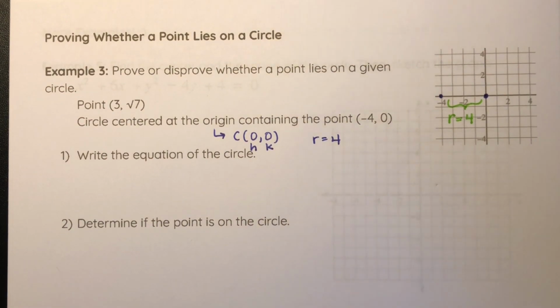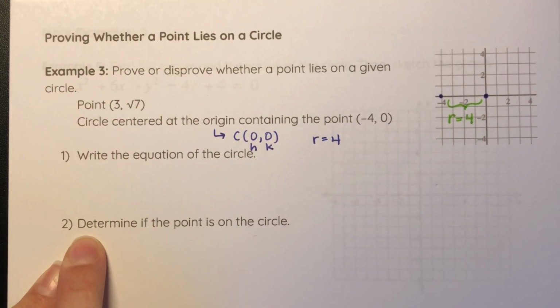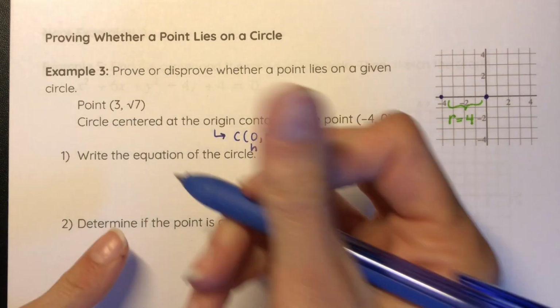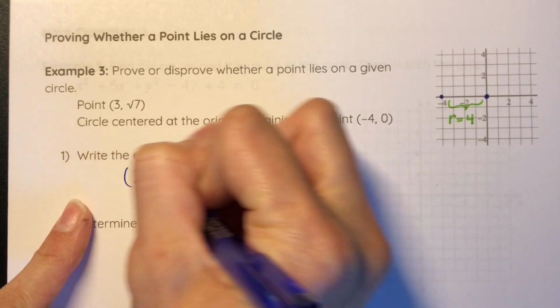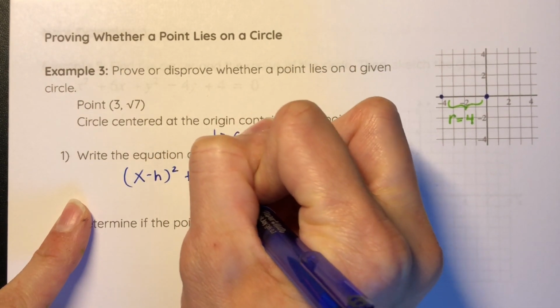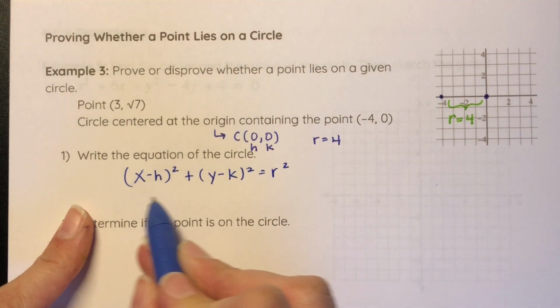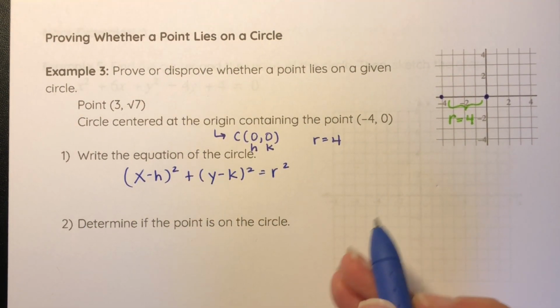So when we are trying to prove whether or not this point is on the circle, we have to first be able to write the equation of our circle, and then we'll be able to determine, is that point on the circle? So I was already able to figure out what h and k are and my radius, so writing my equation won't be too tricky. I have to just substitute everything into the standard form, and then I'll have the equation of my circle.